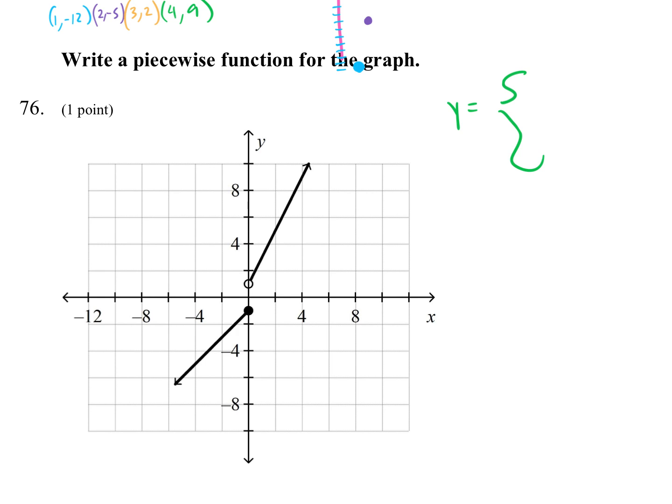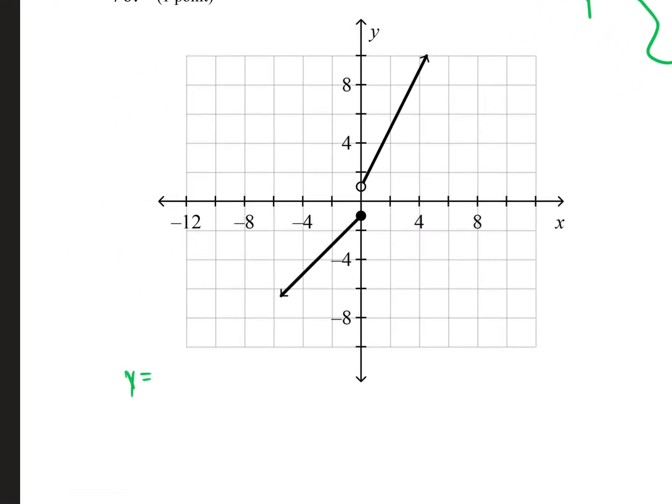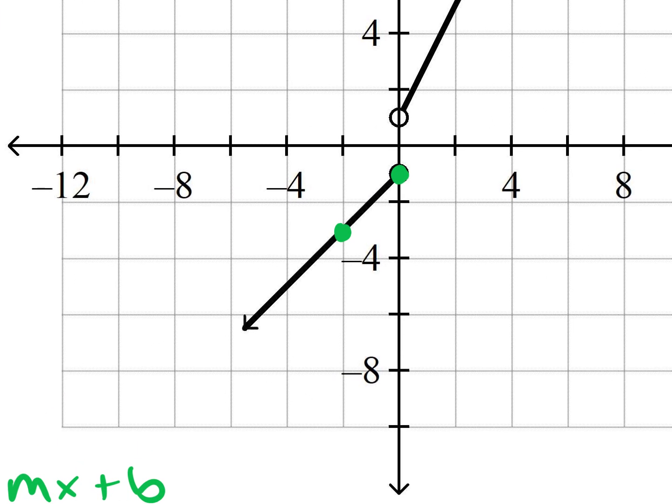So starting with my left piece, I need to figure out the slope and the y-intercept, because I'm going to put it in y equals mx plus b form. So to find my slope, what should I do? Rise over run. I can pick any 2 points. So I'll pick these 2. Careful with our labels on the x and y axis, because notice how it goes by 2. So it goes 2 at a time instead of just 1.